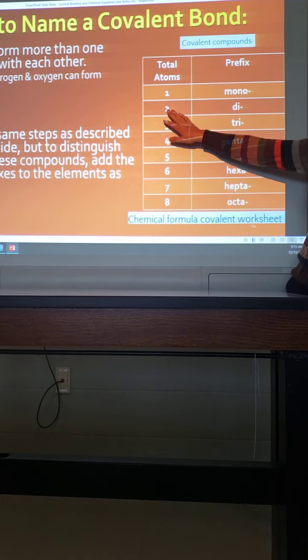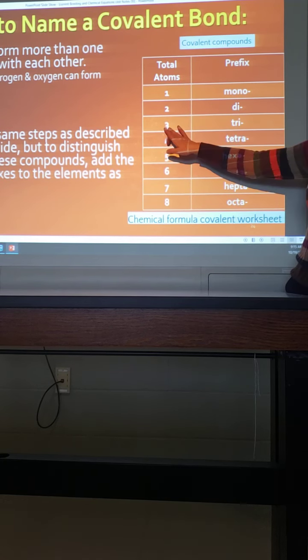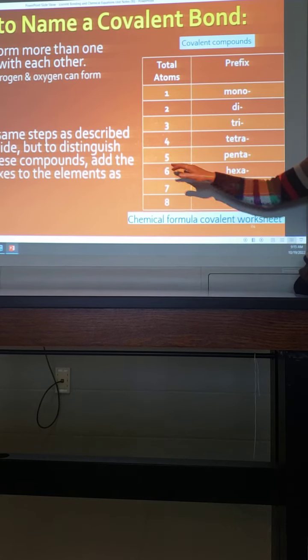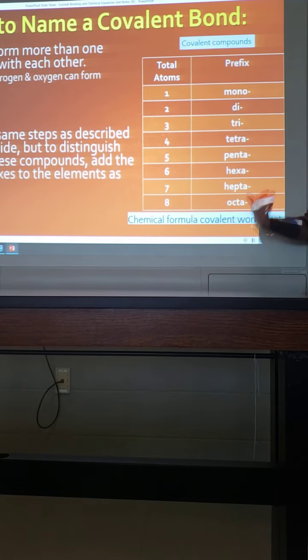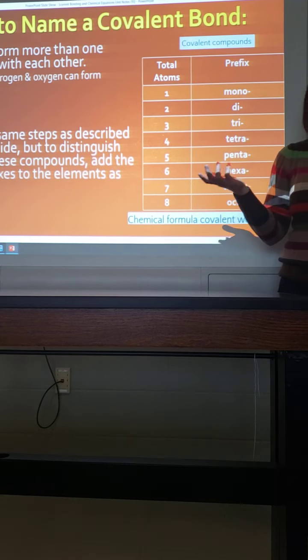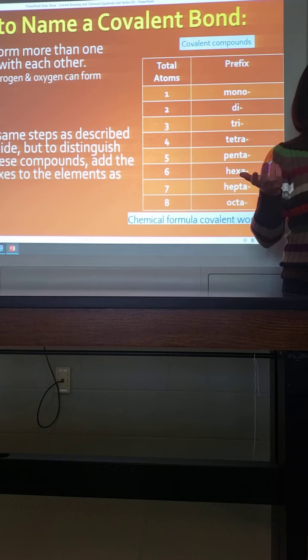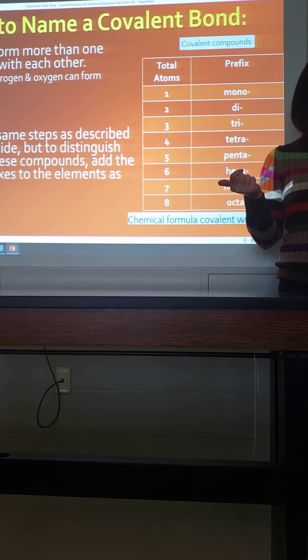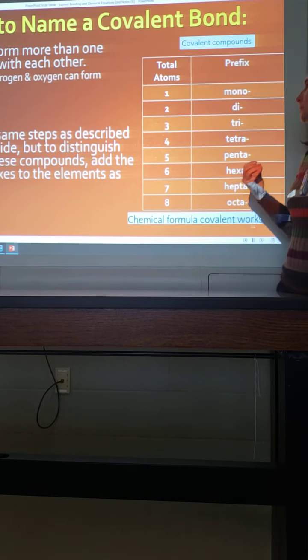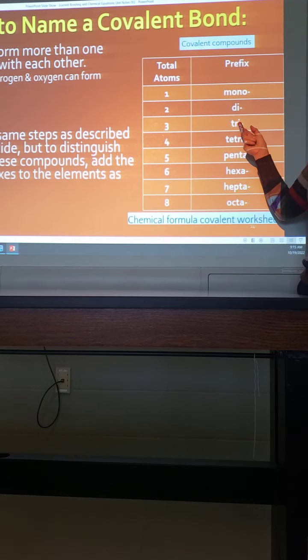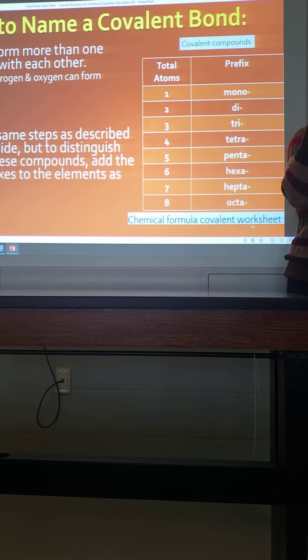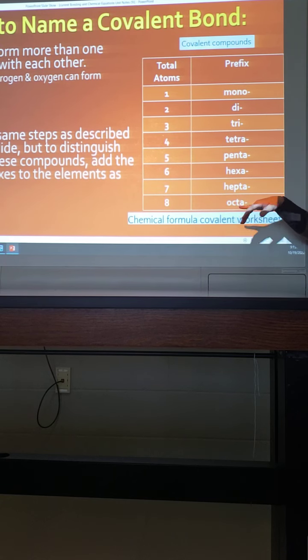If it has a subscript of 2, you're going to have to use di. Subscript of 3, tri, 4, tetra, 5, penta, 6, hexa. And these should all sound familiar from when you do polygons. Did you do them last year in 8th grade? Usually you do, no? So how many sides does a triangle have? 3. Right? How many sides does a stop sign have? 8, which is why we call it an octagon, right?